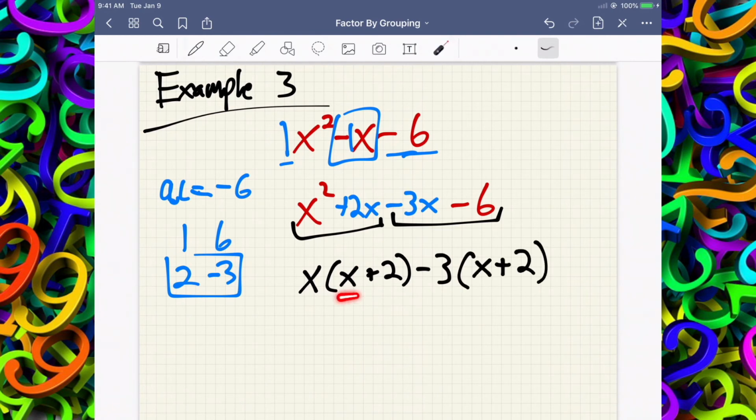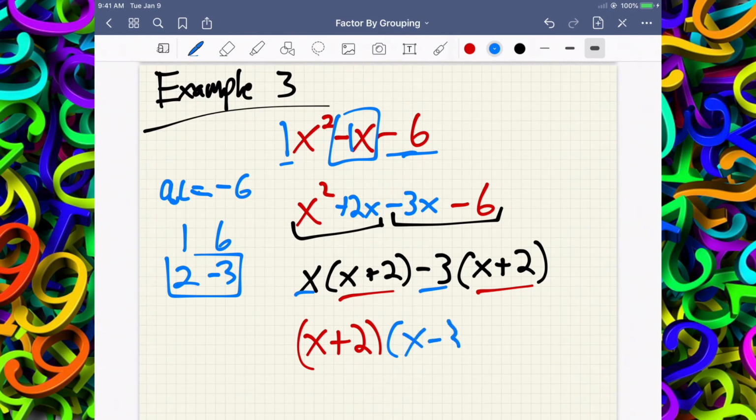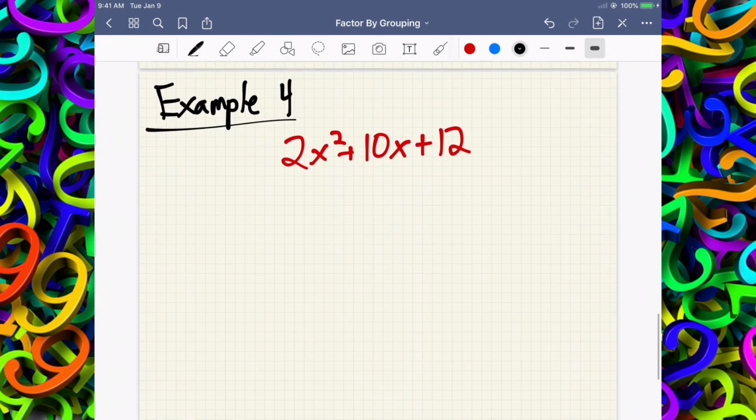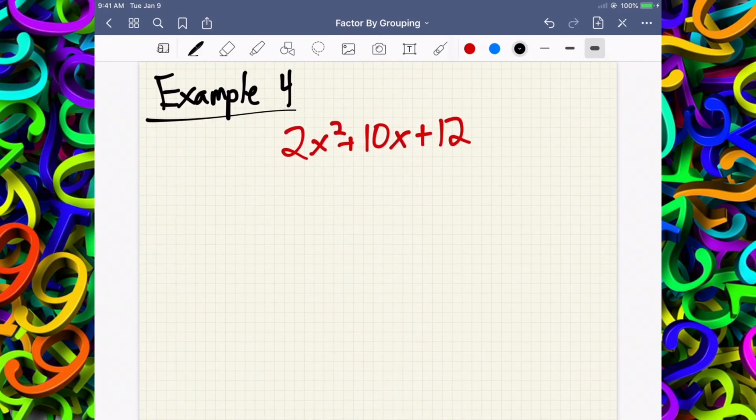Again, notice these are the same. So we're going to factor that out as well. So let's factor the x plus 2 out, and we're left with the x minus 3. And we have successfully factored another problem. Two more examples here. Let's do it again.